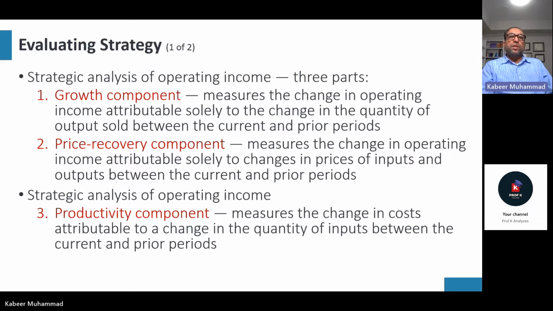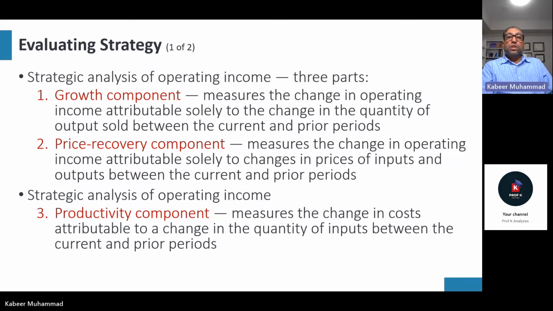Now, strategic analysis of operating income, that's the financial perspective. How do we evaluate that, and where can we identify what is going to be the cause of this change in our financial perspective? We can divide this into three components. The first one is the growth component, which is an increase in our sales, or the number of units or services we are selling has increased. That's what we call the growth component.